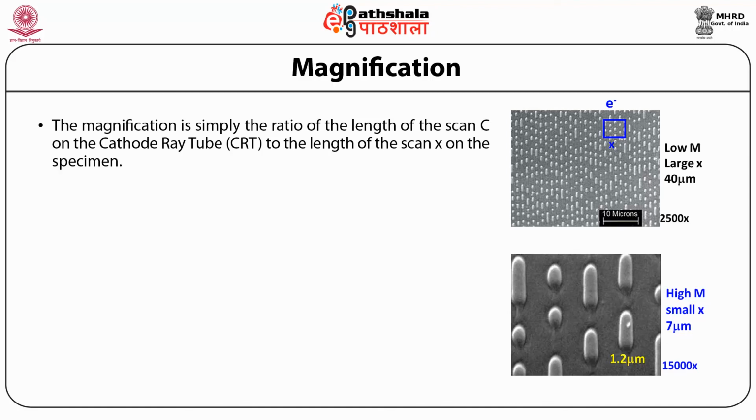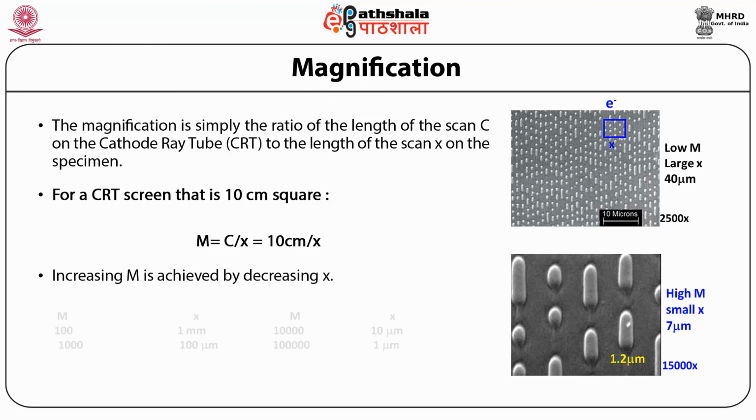So basically we can say the magnification is simply the ratio of the length of the scan C on the cathode ray tube, CRT, to the length of the scan x on the specimen. So for a CRT screen that is 10 centimeter square, we have M equal to 10 centimeter by x. So increasing M is achieved by decreasing x. If we want M to be 100, we should have x as 1 mm, and if we want M to be 100k, then x should be reduced to as low as 1 micron.